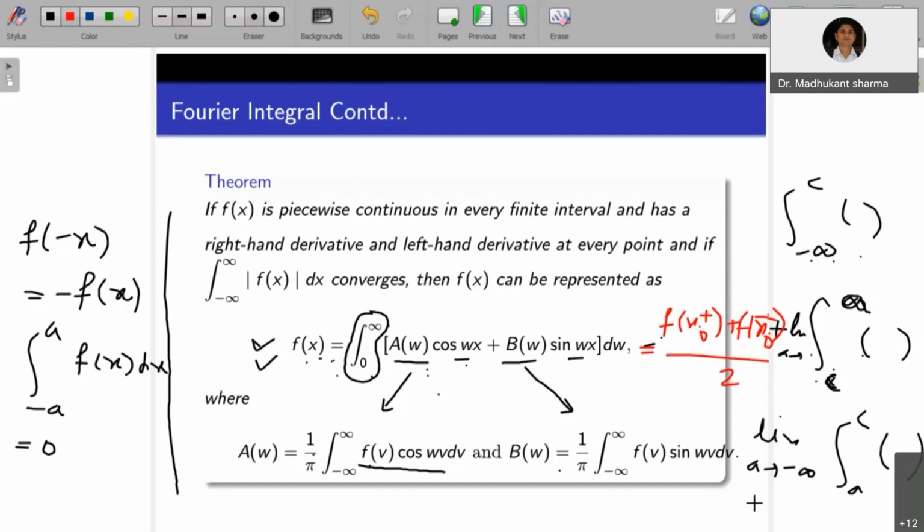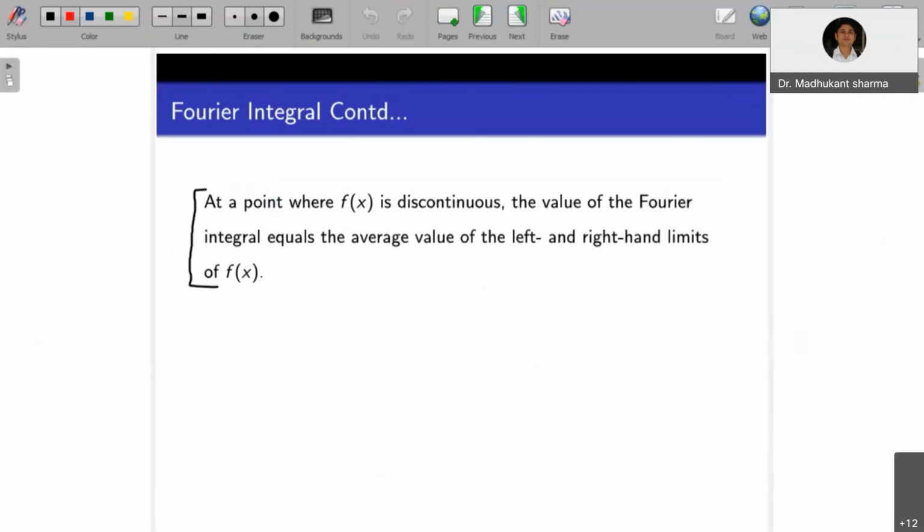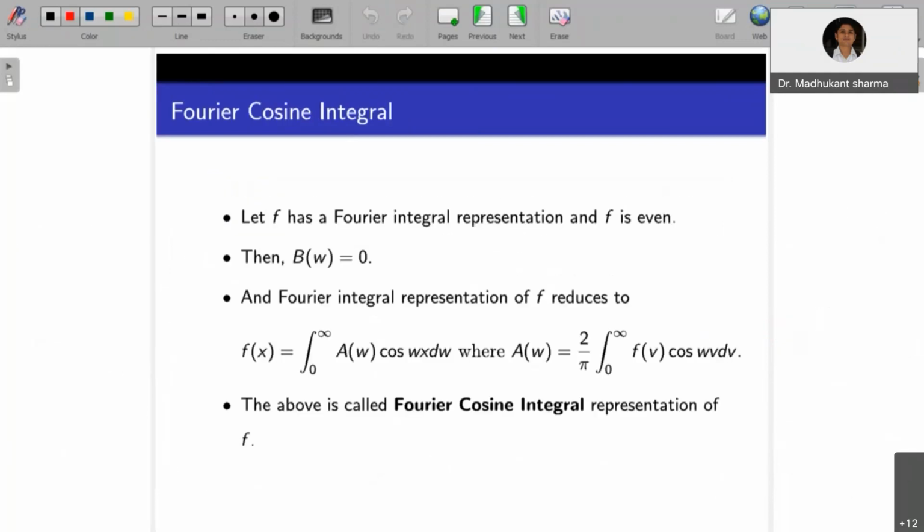Okay, the average of the left hand limit and right hand limit at the point of discontinuity. We have already seen that in the case of the Fourier series representation of f, so I'm not going into that. Right. Now, this is what I was talking about for your cosine integral.